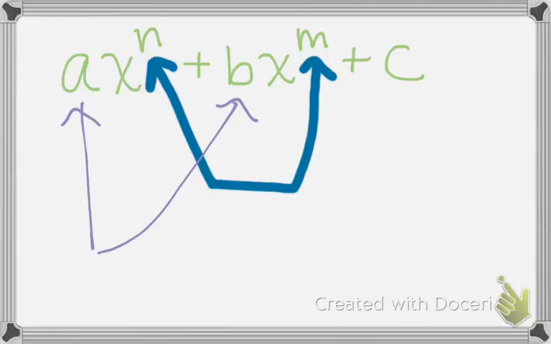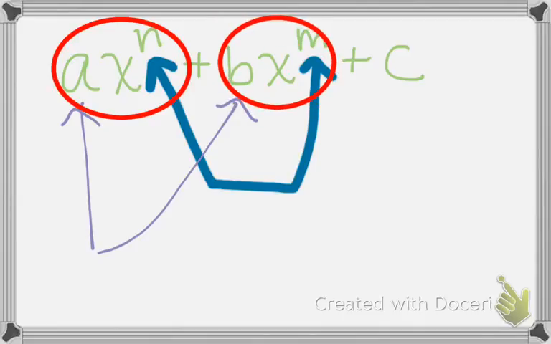First of all, what is a polynomial? Well, I have the general form ax to the nth power plus bx to the mth power plus c. This could be any number. It could go on and on and on. You could have several terms. Each one of these right here is a term. So this one's 3 terms.